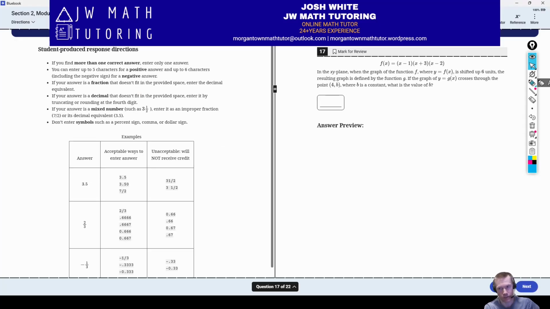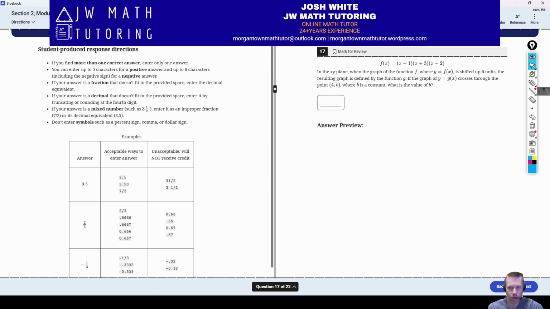All right, next up, question number 17. So here you have this polynomial, technically third degree. And the graph of this function is going to be shifted up 6 units to make a new function. And this new function crosses through the point (4, b). What's the value of b?